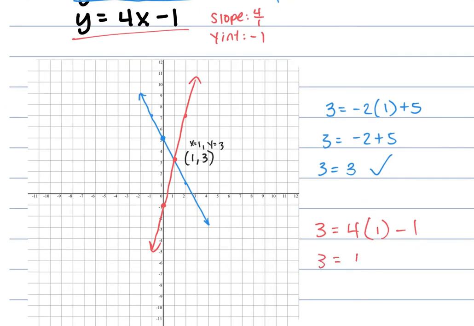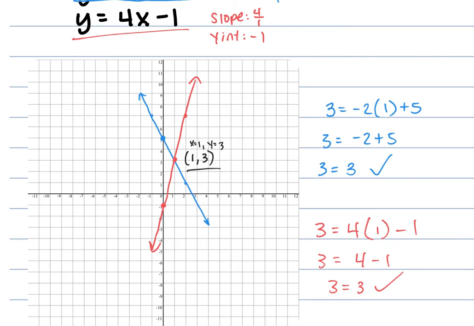3 equals 4 minus 1. 3 equals 3. That one works as well. Okay? Now, the reason we're checking it, again, is because we eyeballed it to figure out where they meet. We're graphing them to the best of our abilities, but we're kind of making an estimate as to where they intersect. When we check, we make sure for certain that they intersect at that point. So now we know for a fact that (1, 3) is our intersection point.